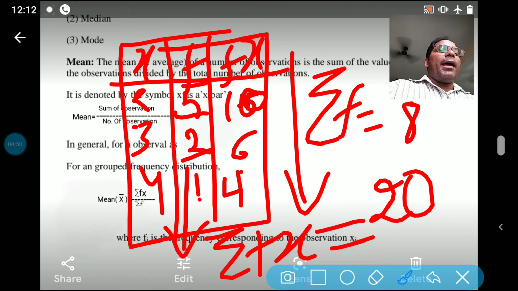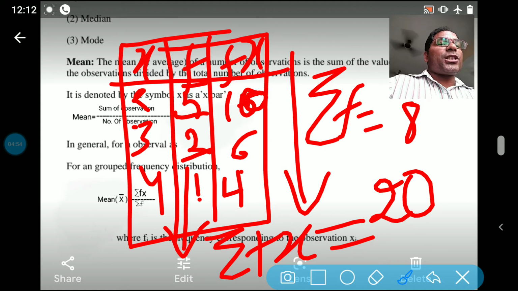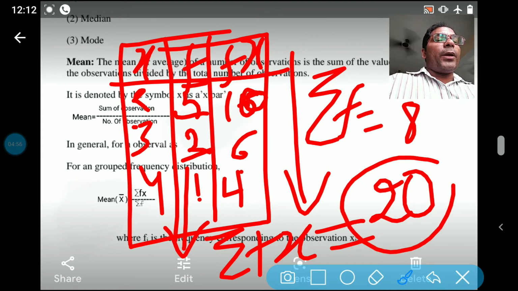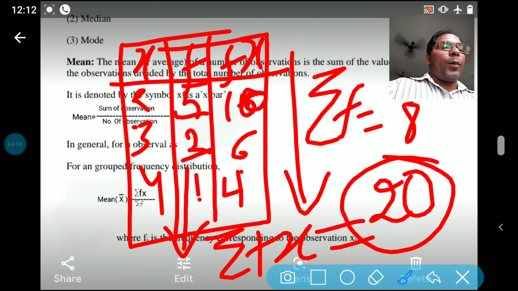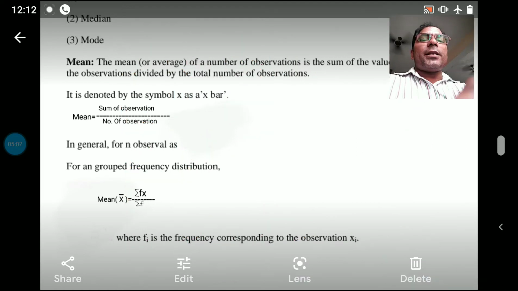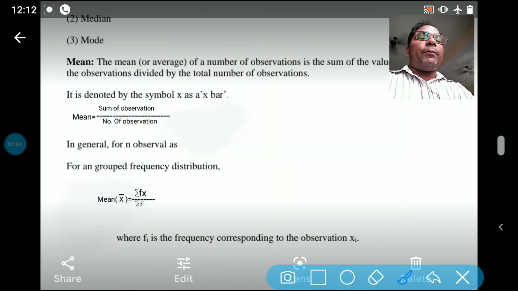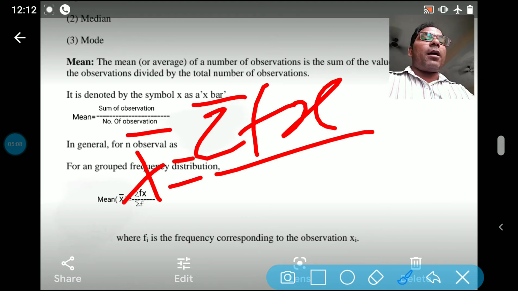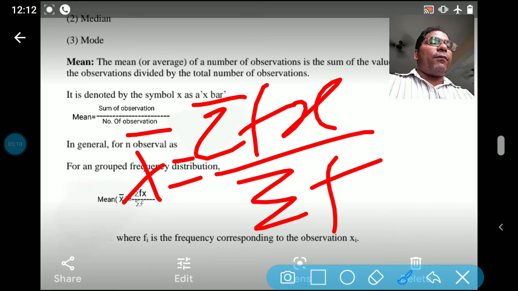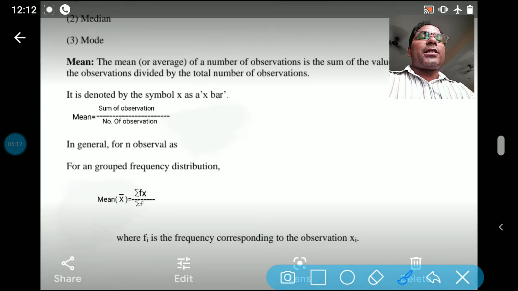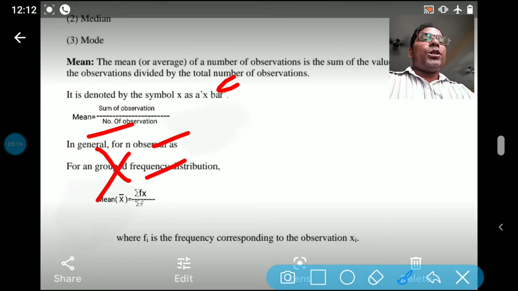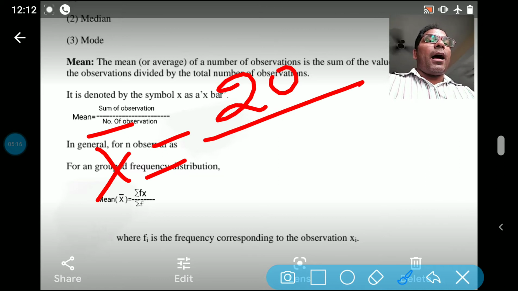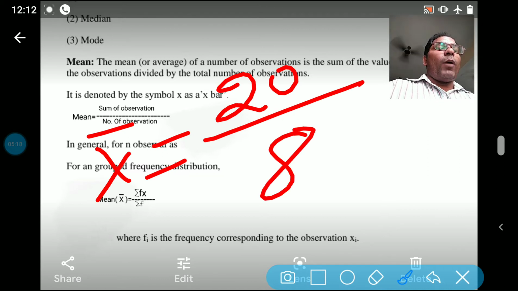Okay, so sigma f is 8, that is the sum of the frequency, and sigma fx is 20, that is the sum of the product of frequency and the observations. So now we can find the mean by using this method. Mean x bar equals sigma fx upon sigma f. Sigma fx is given, 20 upon 8. So what is the answer?